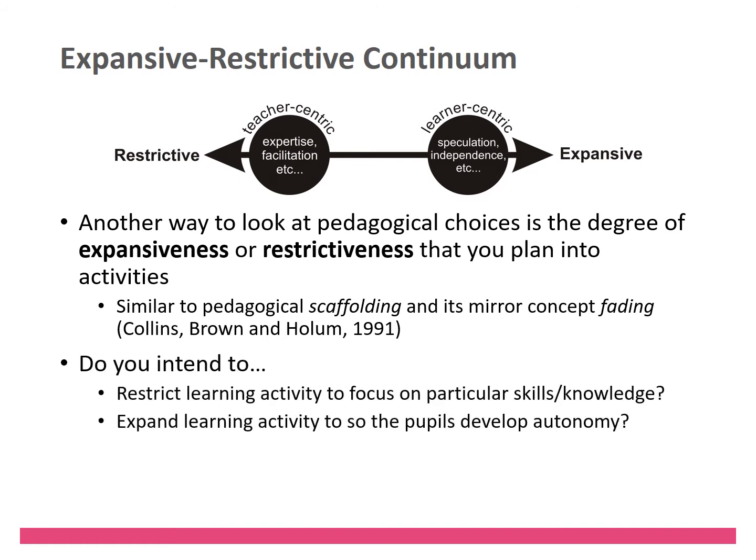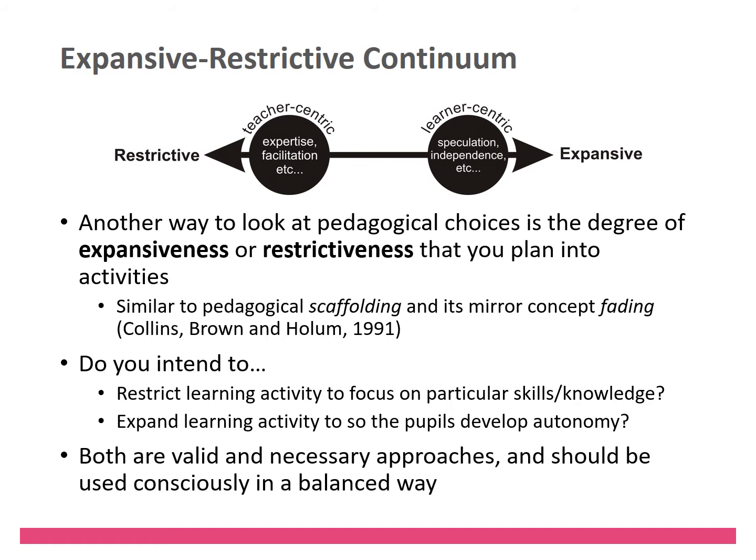So you need to be thinking about, do you intend to restrict learning activity to focus on a particular skill or aspect of knowledge, or do you want to expand the learning activity so pupils are going to develop autonomy? And rather than just simply thinking about different types of activities, add in that extra dimension of the expansive restrictive continuum. Both are valid approaches, so it's not as if we want to move away from restrictive. We use restrictive approaches when it's appropriate, when we want to develop those very particular skills and knowledge, but we want also to be helping children to become more autonomous in design and technology, to build on their capability.